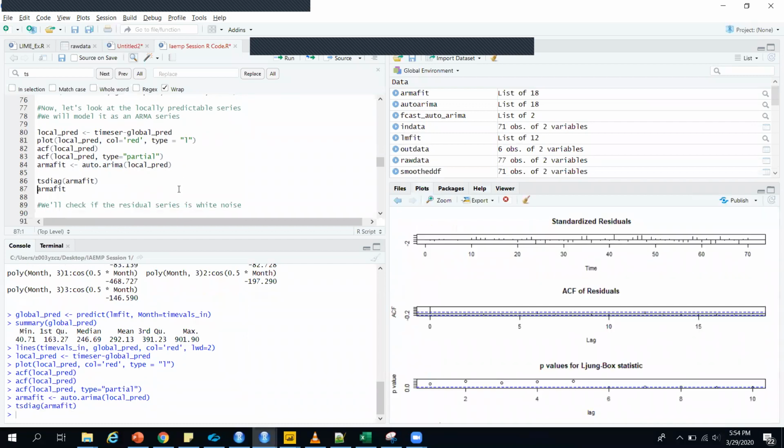I am calling that function, and it does the work. Let us see what auto ARIMA has done. It gives a report after doing its work.